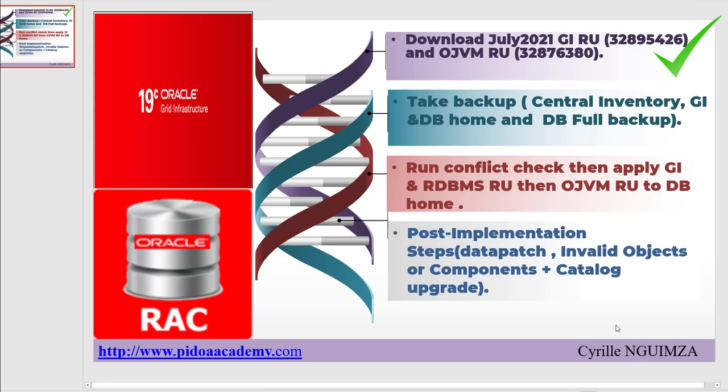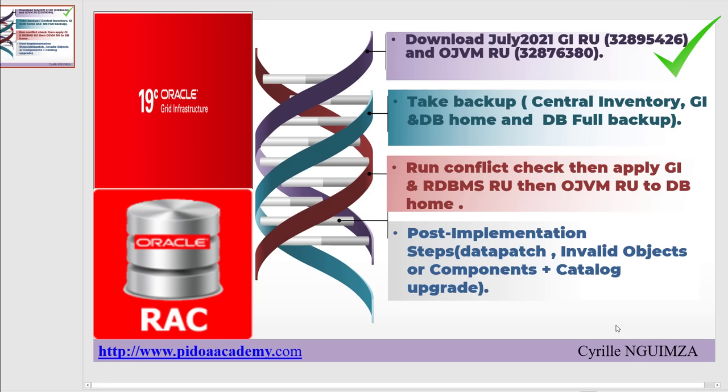The third step, you will run the conflict check, and then you apply the grid infrastructure and RDBMS release update. Then at the end, you will apply the OJVM release update to the database home. The last step will be the post implementation, in which we run Datapatch and recompile invalid objects and components. Then last, the upgrade of the recovery catalog. If you are using the recovery catalog for your backup, you are required to upgrade the recovery catalog at the end.